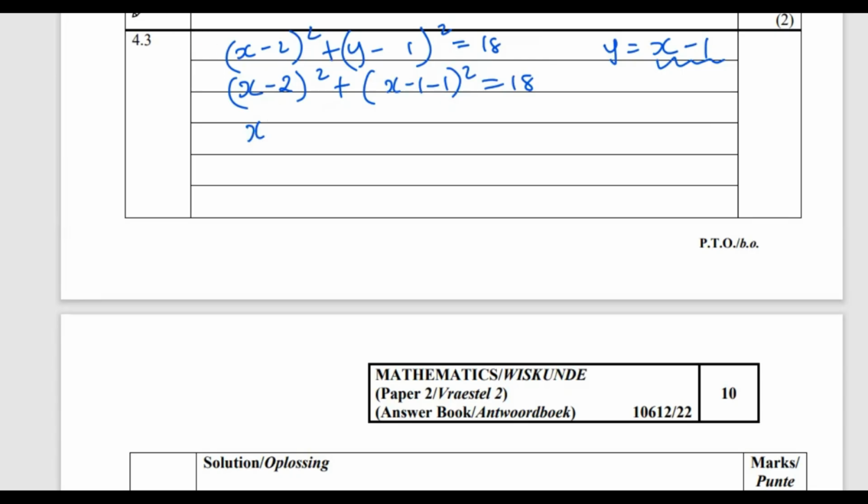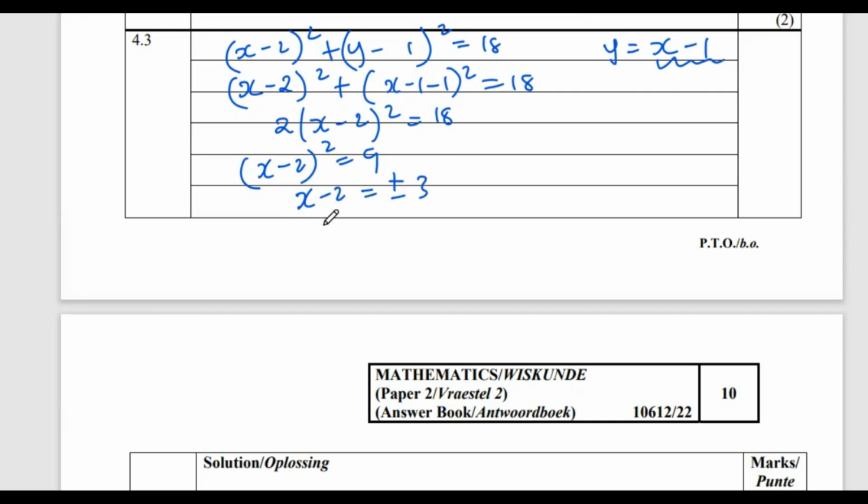Why should I waste a lot of time? Because I know that this is also going to be (x − 2)². So I have 2(x − 2)² = 18. Divide both sides by 2: (x − 2)² = 9. And then I find the square roots. So x − 2 would be plus or minus 3.